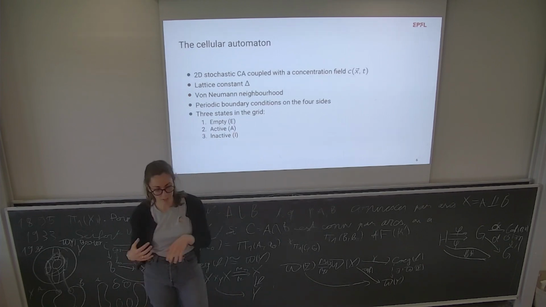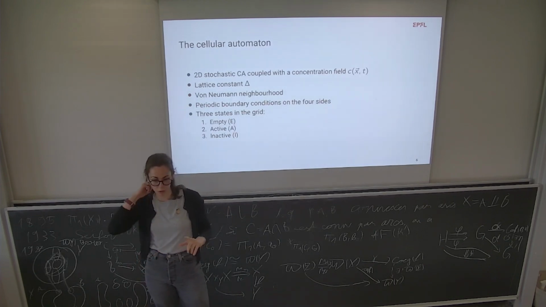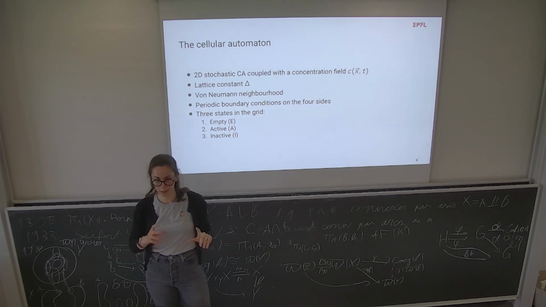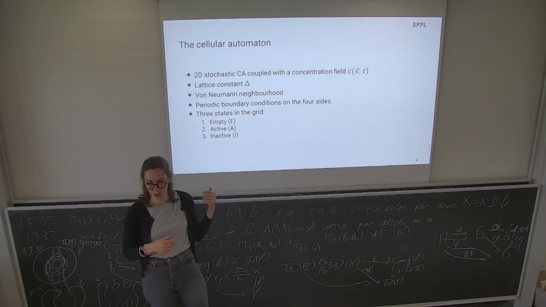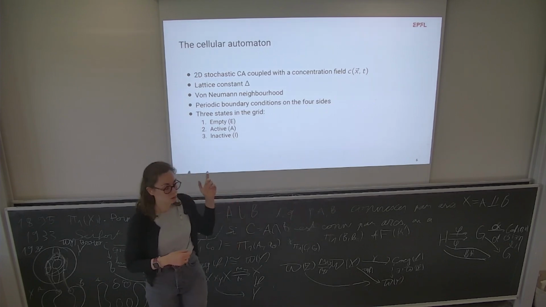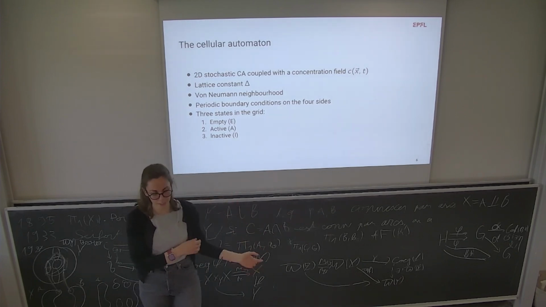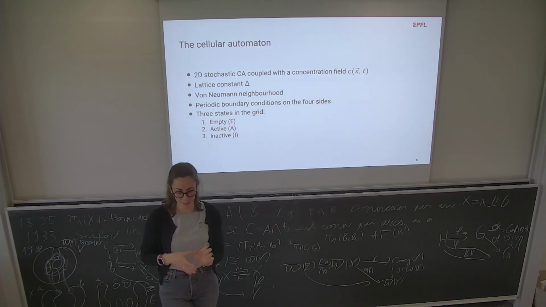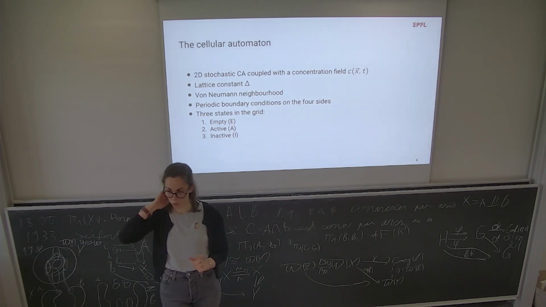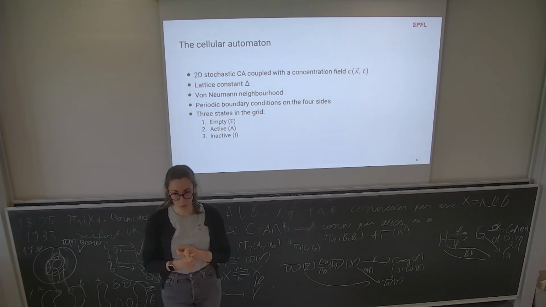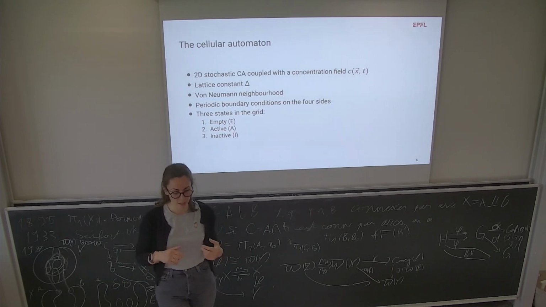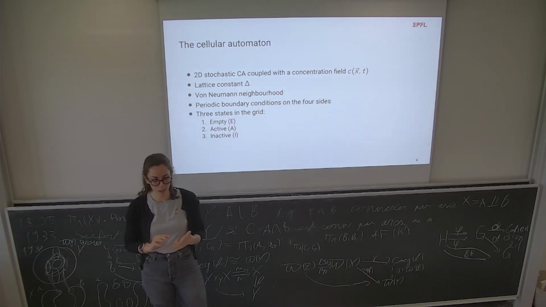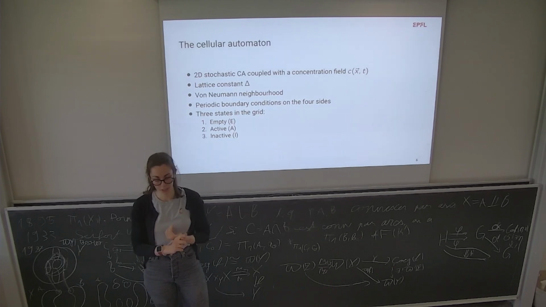So what I do in practice is I have a 2D cellular automaton, which is stochastic. The update rules include extracting some random numbers when I update the system, and I will show later how. I couple it with the concentration field. I set a lattice constant, which I need because I have to solve the equation for the concentration field. The neighborhood I take into account is von Neumann, and I set periodic boundary conditions on the four sides. The states in my system are three: empty, active, or inactive.